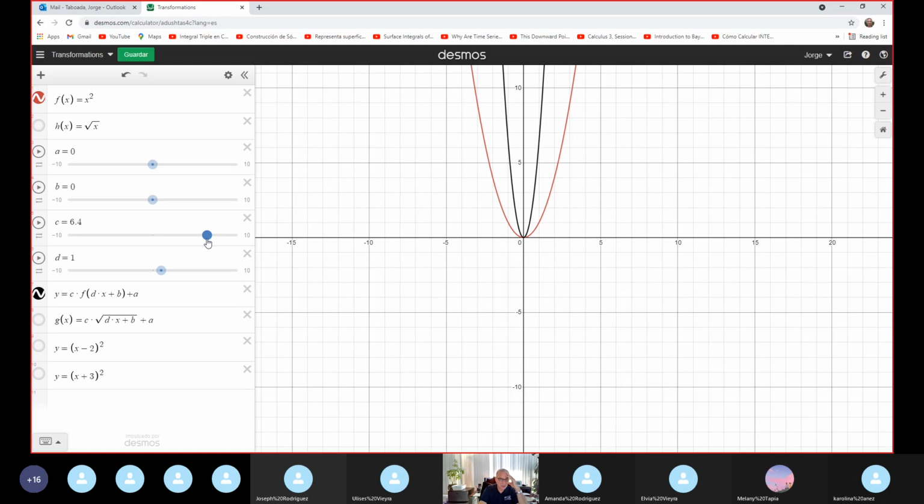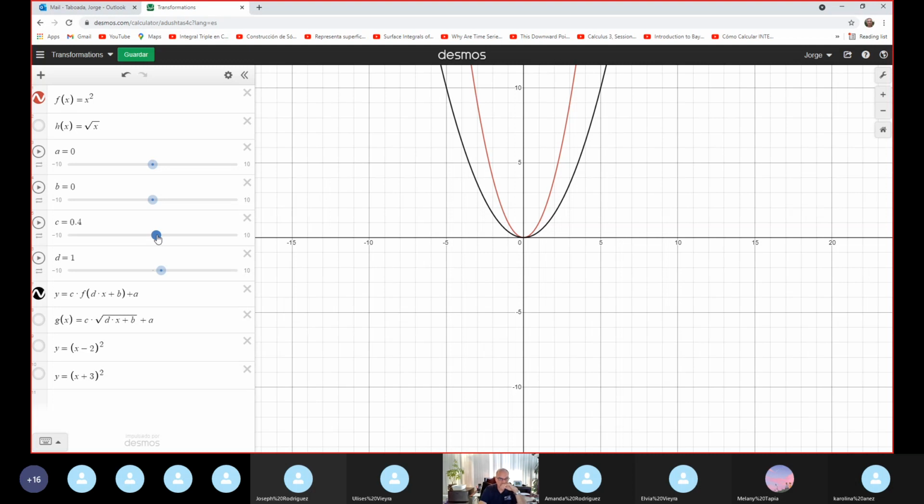Now, if you multiply, for example, what is the difference between the parabola x squared and the parabola 2x squared? Well, this is a little bit narrower than the original. So the original is the red one, and the transformation is the black one. However, if C is less than 1, suppose 1/2, 0.5, now the new parabola is wider than the original base. So the effect is clear.